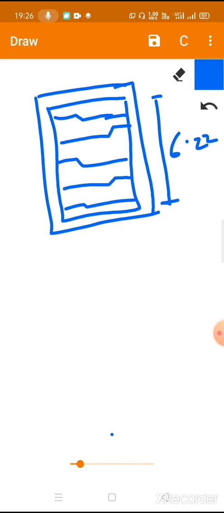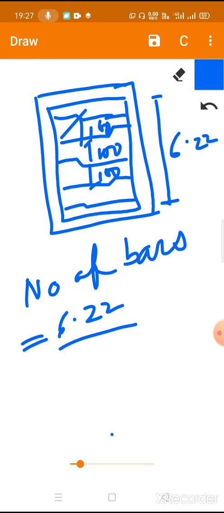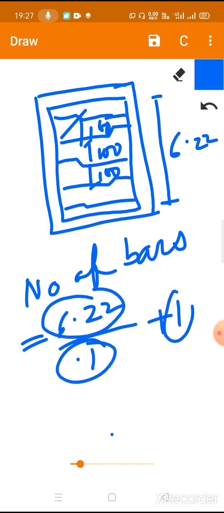Clear? So how many bars will there be at the rate of 100? Number of bars is equal to 6.22 divided by 100, that is 0.1, plus 1. Total length divided by spacing plus 1.